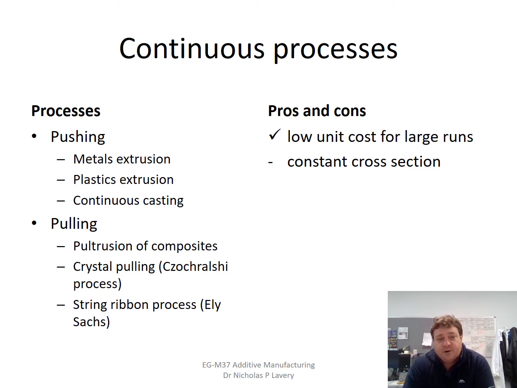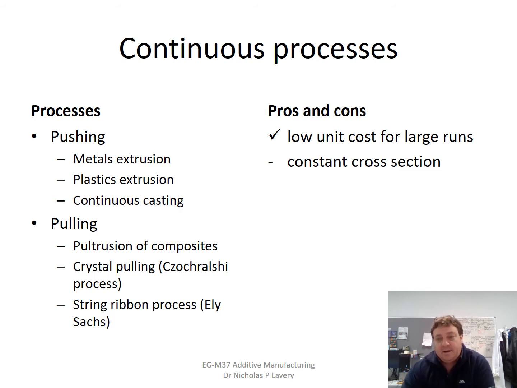Now we're going to talk a little bit about continuous processes. These are processes like metal extrusion, where you're pushing material through, or plastic extrusion, or continuous casting. We can pull material through dies, pultrusion of composites, crystal pulling, and the string ribbon process. Continuous processes give us a way of producing materials at a very low unit cost. A lot of these materials are used in the construction industry, often extruded, with relatively simple cross sections. Sometimes they can be complex, but they always have a constant cross section as the material is pushed through the die.